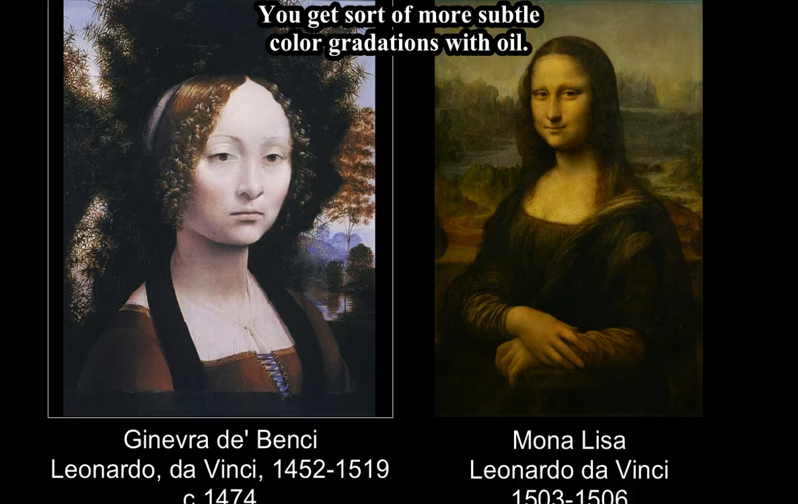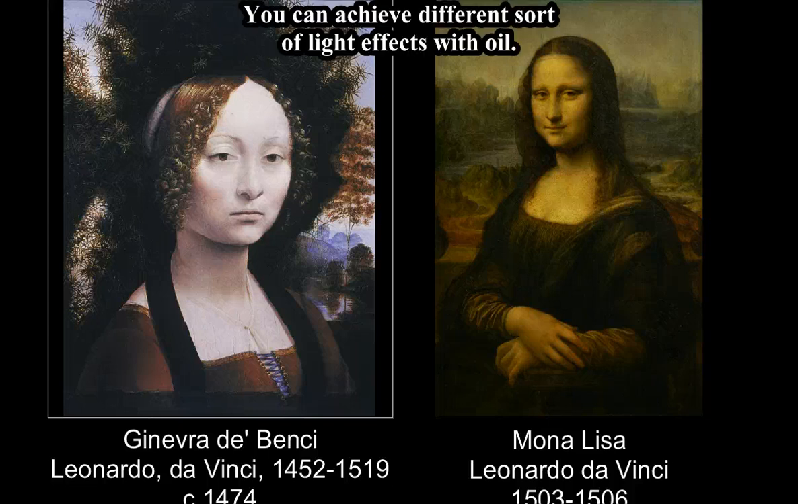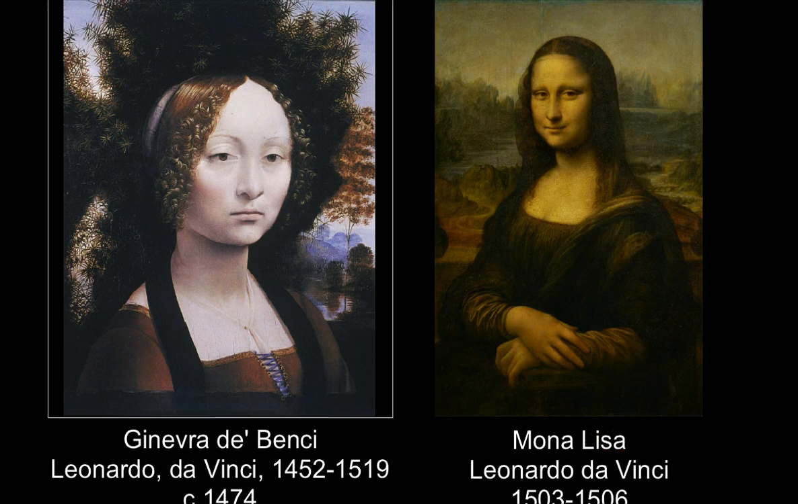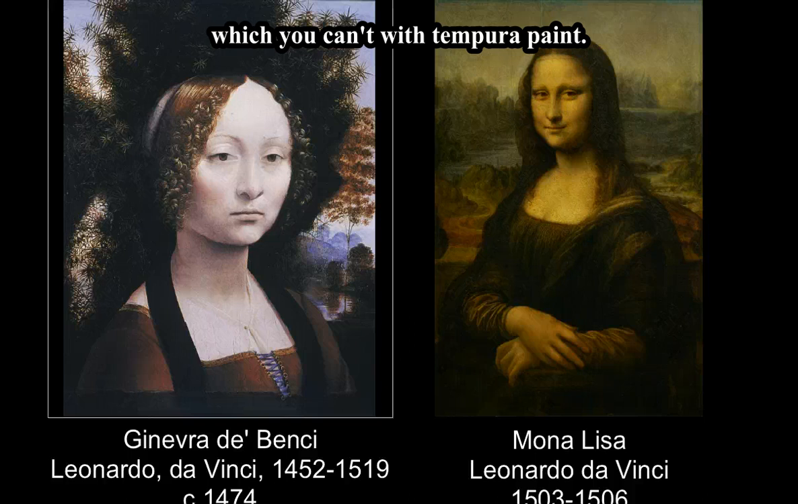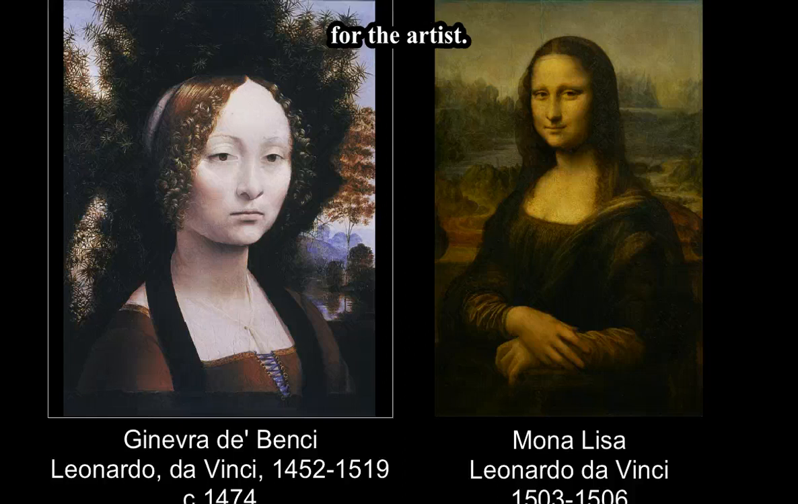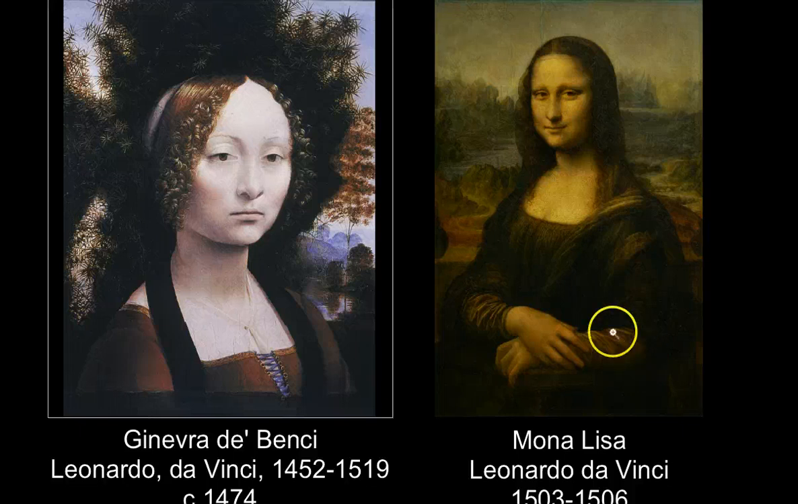You get more subtle color gradations with oil. You can achieve different light effects with oil. And because it does have this inherent softer line, you can make changes to it easily, which you can't with tempera paint. And it just really freed up the possibilities for the artist. And you can see Leonardo really exploring that here in the Mona Lisa.